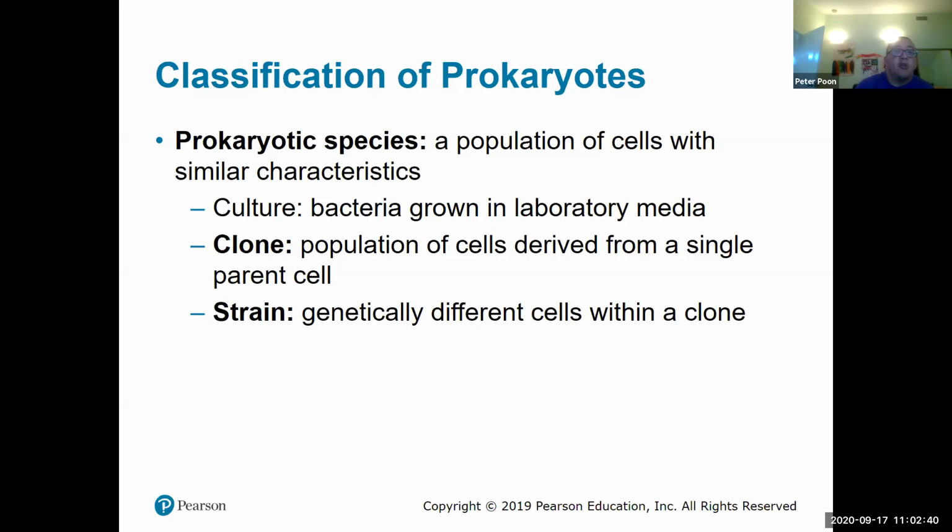A couple of important definitions we have to know. A prokaryote species: since prokaryotes don't have sex at all, or very rarely, they can be classified as a population of cells with similar characteristics. A culture by definition is a group of bacteria that are grown in laboratory media. A clone is one member of that culture derived from a single parent cell. So you smear it on a plate, the one cell will grow into a colony. That will be a clone. A strain is different cells from within a clone. So I take a clone and I subclone it and stuff, they will turn into different strains.